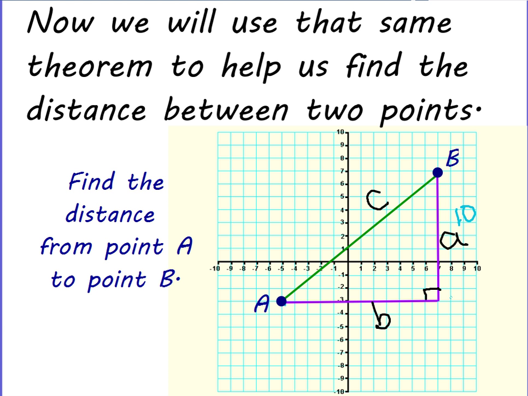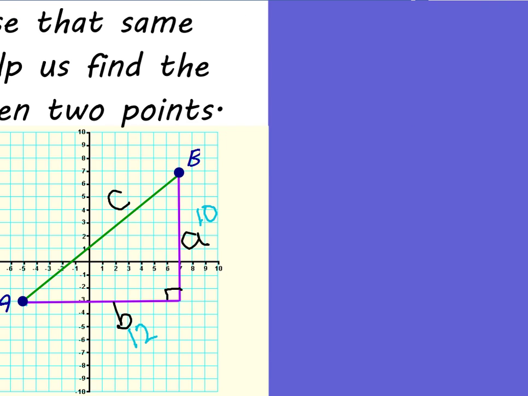This side here, side B, or leg B, goes from -5 to +7. That's going to be 1, 2, 3, 4, 5, 6, 7, 8, 9, 10, 11, 12 spaces. So B would have a length of 12. And I can use those two legs to help me find the hypotenuse using Pythagorean theorem.